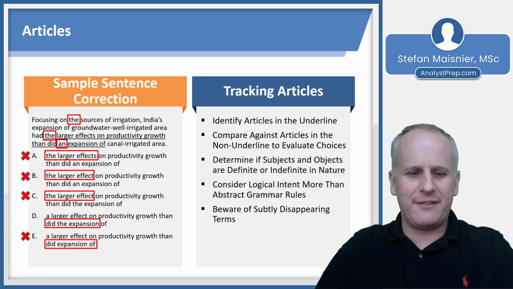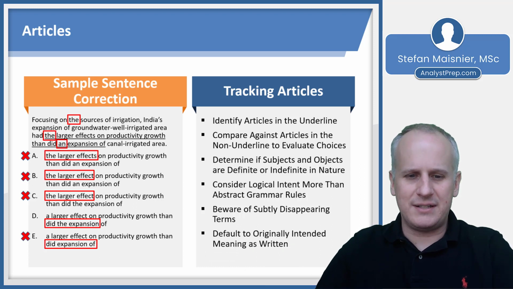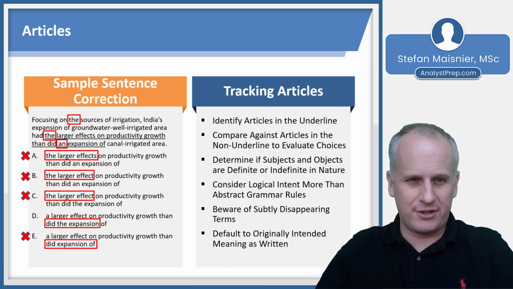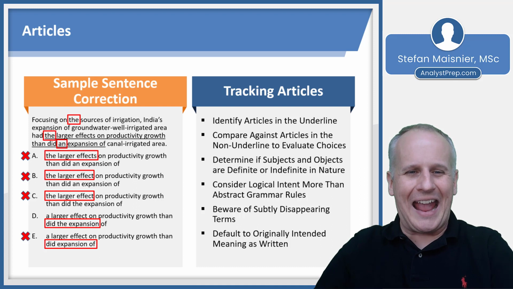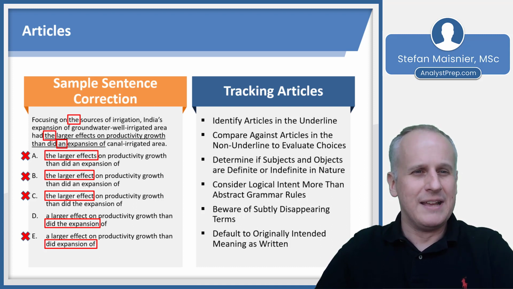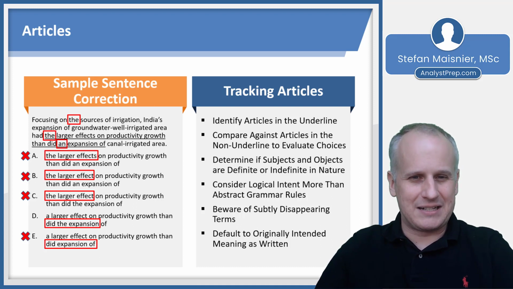And we always have to consider the meaning. And if we're going to consider the meaning, you have to default to the original intended meaning. And the originally intended meaning was about India's expansion, a specific expansion, and it called out an expansion for India. So just getting rid of that article without replacing it with "the" as a definite article, a specific expansion of canal irrigated area that was conducted by India, we change the meaning of this sentence markedly. So choice E is out.